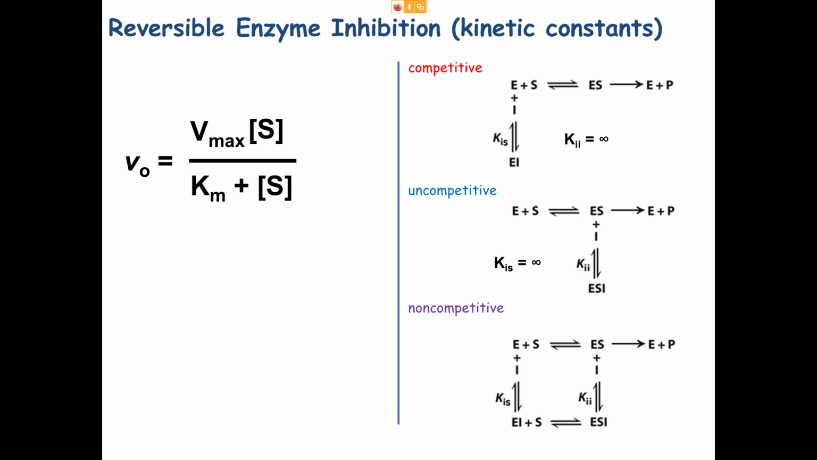Okay? And the special case of non-competitive that they like to call non-competitive in all the books is where KIS equals KII, and that's very, very rare. Usually it prefers one or the other.